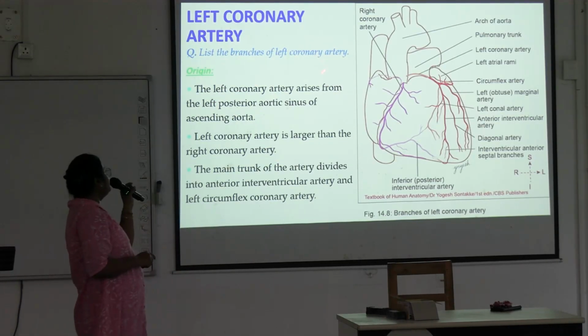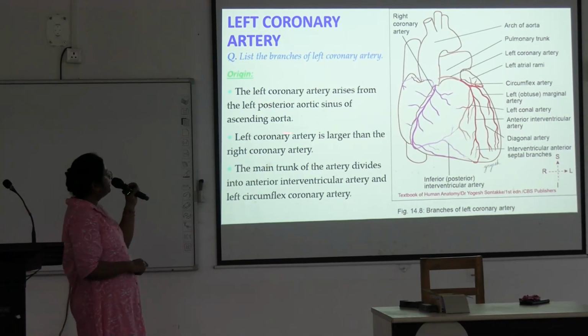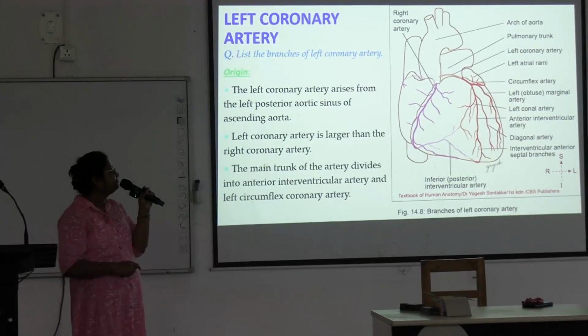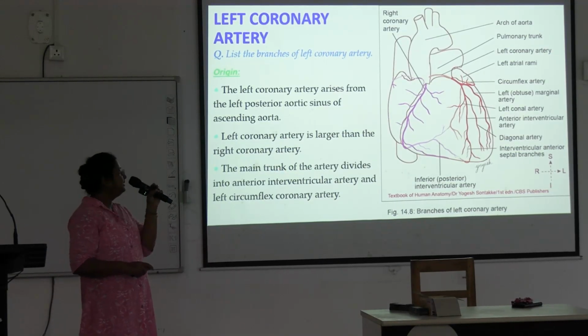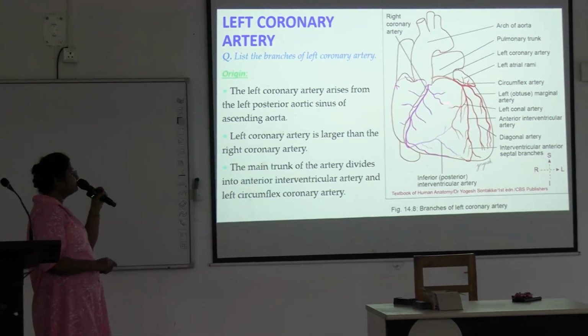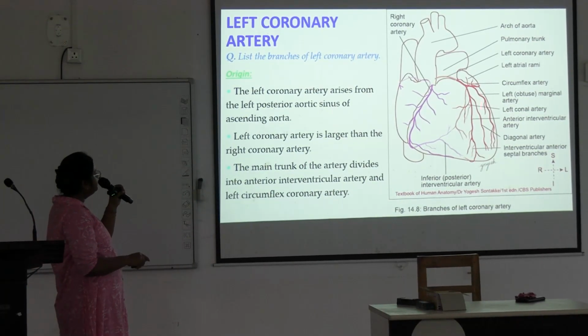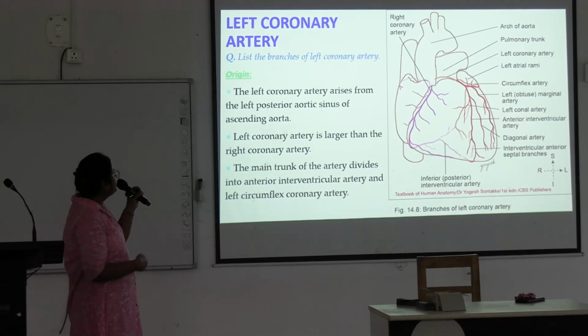So the left coronary artery arises from the left posterior aortic sinus of the ascending aorta, and this artery is larger than the right coronary artery. The main trunk of the artery divides into two branches, anterior interventricular artery and left circumflex coronary artery.